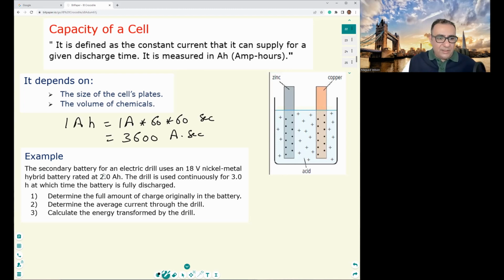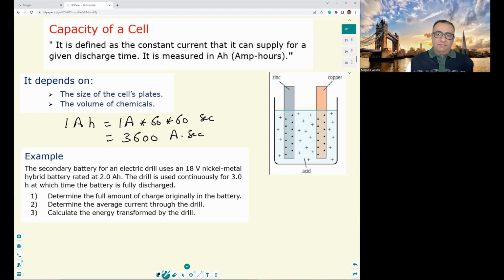The secondary battery for an electric drill uses an 18-volt nickel metal hydride battery rated at 2 Ah, 2 amp hours. So you have the rate, right? This is what I talked about. The drill is used continuously for 3 hours, at which time the battery is fully discharged. Okay.